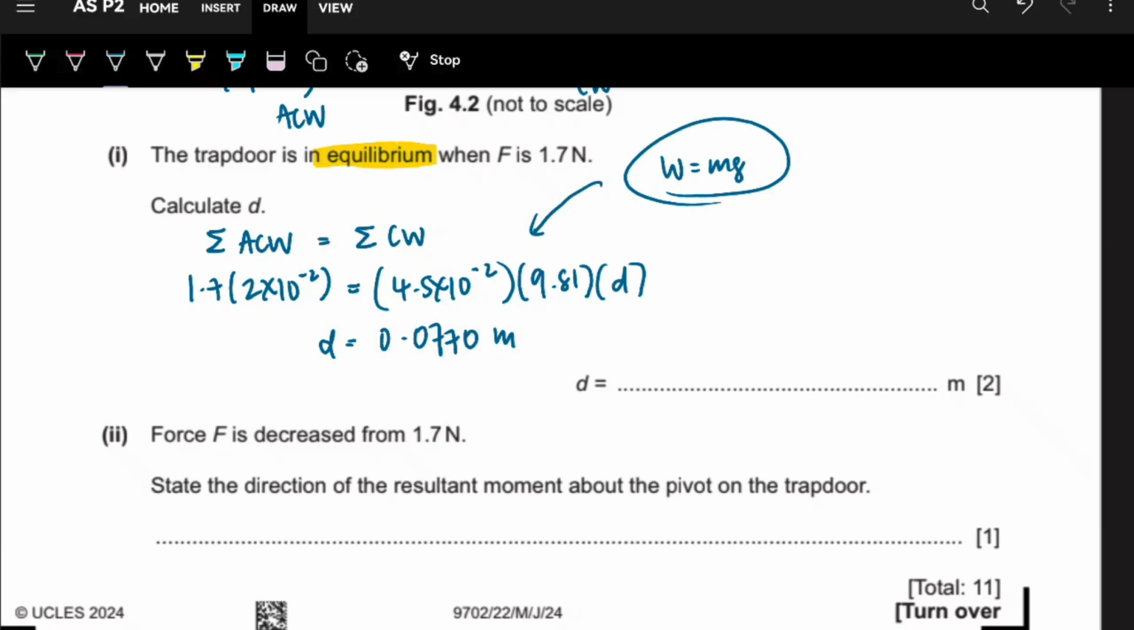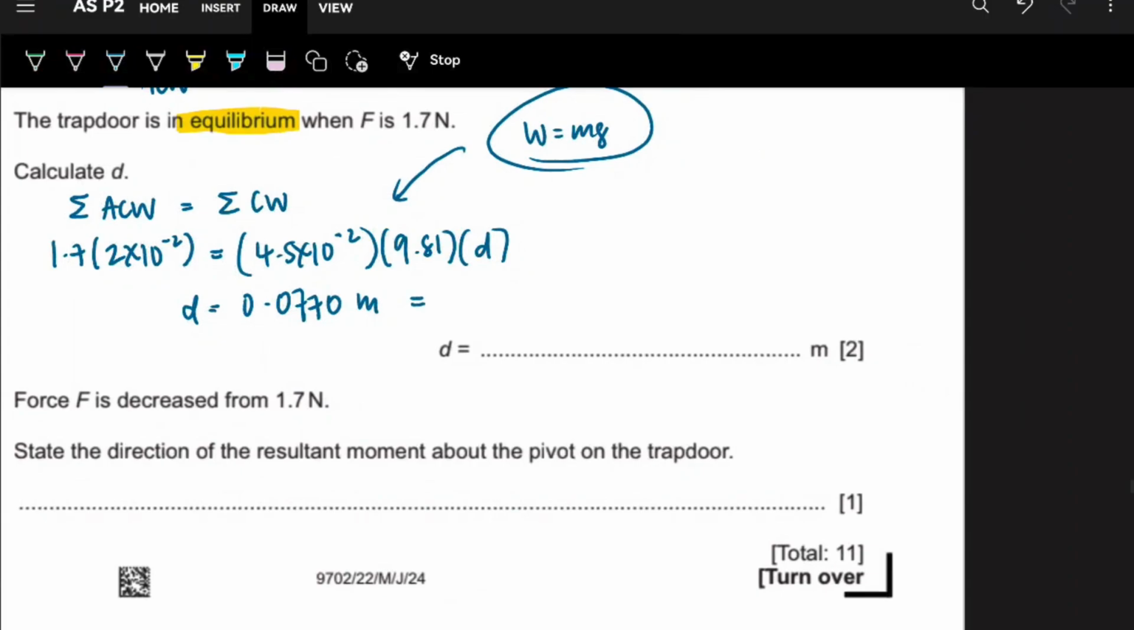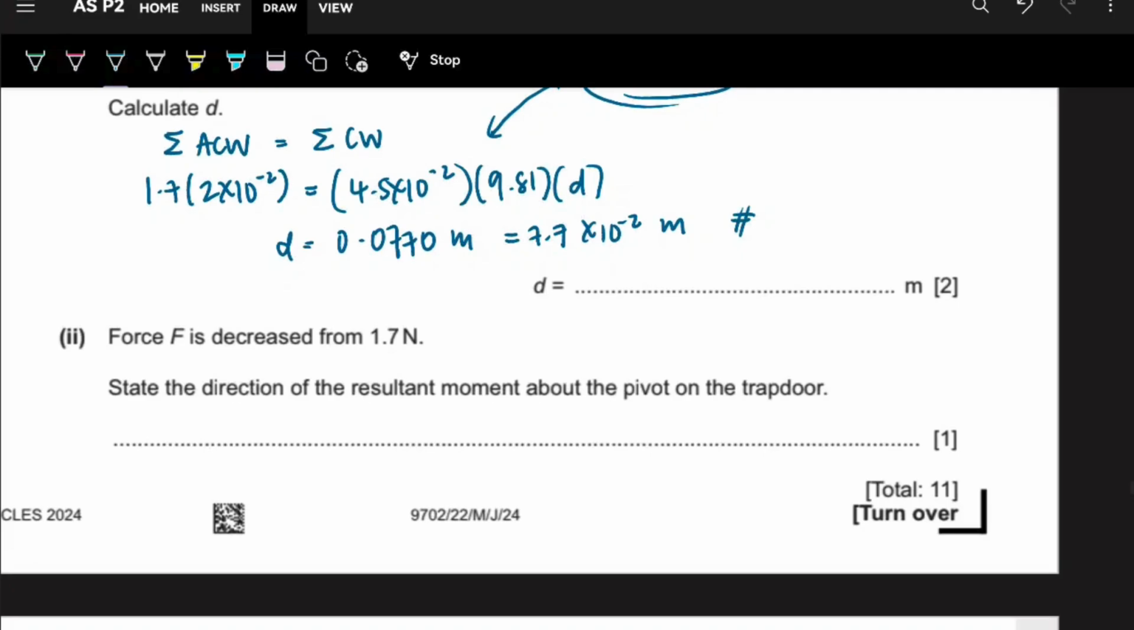Or you can also write it as 7.7 times 10 to the power of negative 2 meter. I think this looks a bit nicer, right? But it's the same answer. Anything you like. So that's the answer. Easy, right? Simple as that. 3 marks for you.